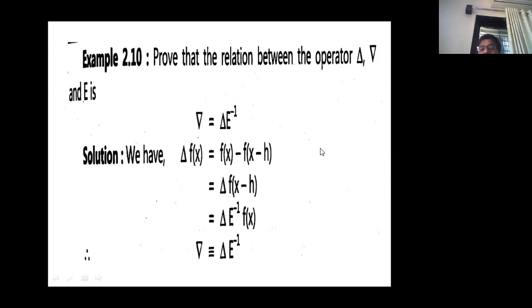Suppose this is equation number 1, and then find ΔE^(−1)f(x). So what is it? It is ΔE^(−1)f(x). And what is E^(−1)f(x)? It is f(x − h). And what is Δf(x − h)? It is f(x) minus f(x − h). And so the values of ∇f(x) and ΔE^(−1)f(x) are both the same: equation number 1 and equation number 2. From equations 1 and 2, we have ∇f(x) is equal to ΔE^(−1)f(x), and therefore ∇ is equal to ΔE^(−1).